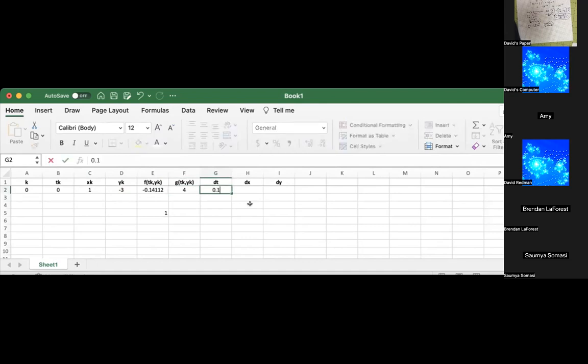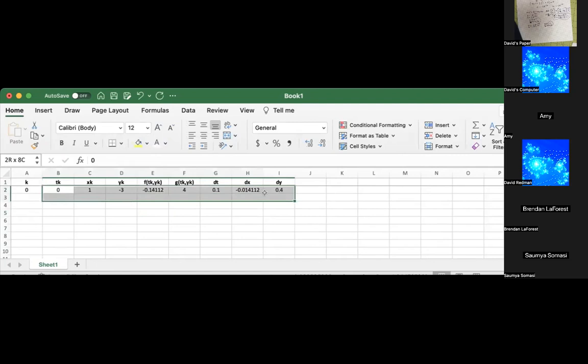Let's set our dt at 0.1. And then dx will be f times dt. And dy will equal g times dt. Okay, good. Now what I'm going to do to make this nicer is get everybody the right number of decimals so I can concentrate. Let's give everybody 4 decimal places. That should be sufficient. And now what I have to do is write down the formulas to go to the next line. Then I can drag and drop.